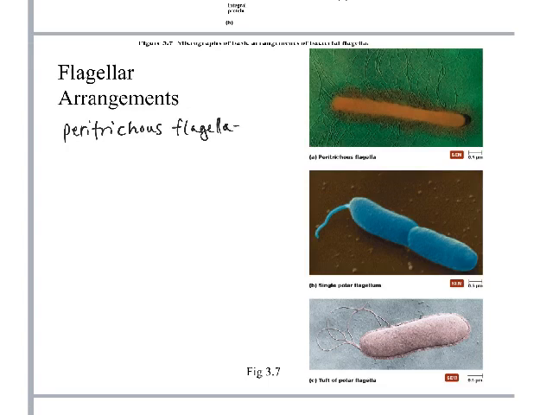That just means that it's basically all over the cell. So here's an example of peritrichous. You can see there's flagella coming out everywhere around the cell. And this is actually very common for bacteria to have peritrichous flagella. E. coli, for example, has peritrichous flagella.